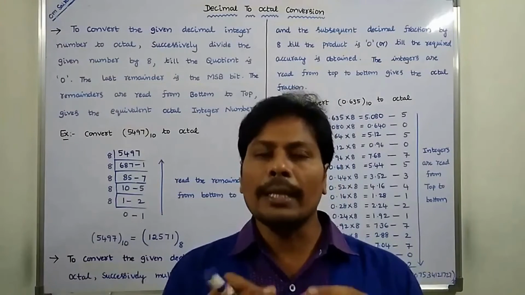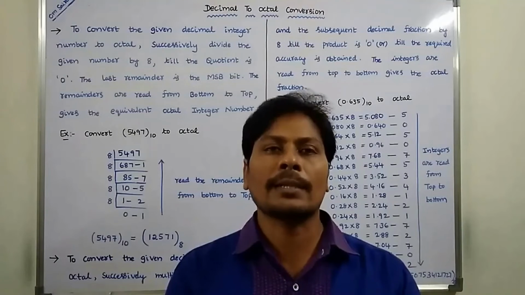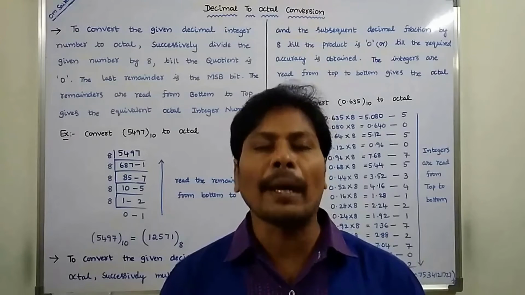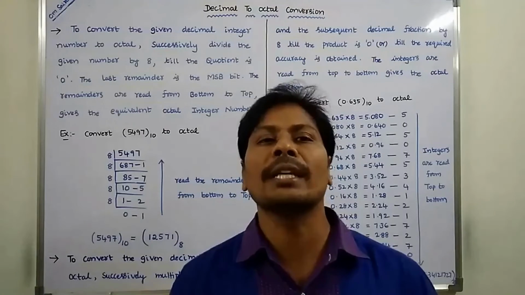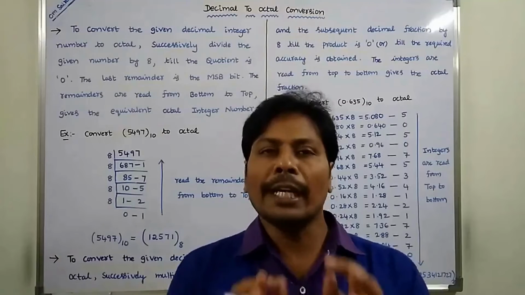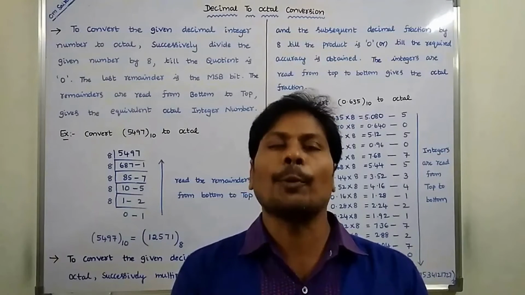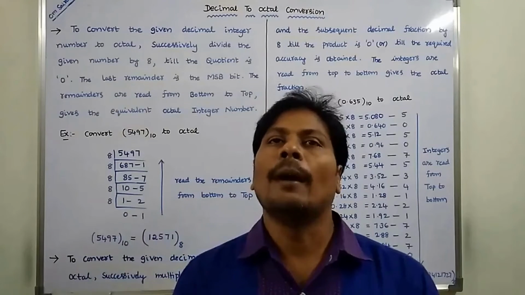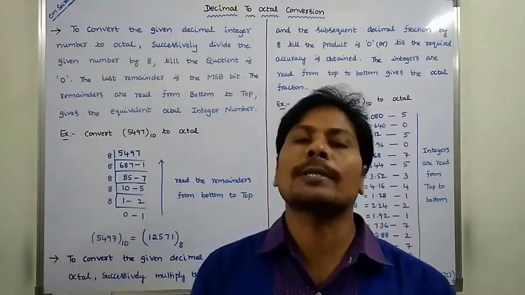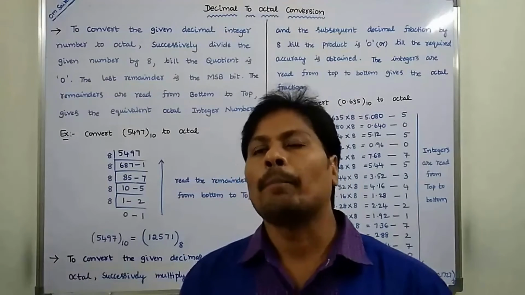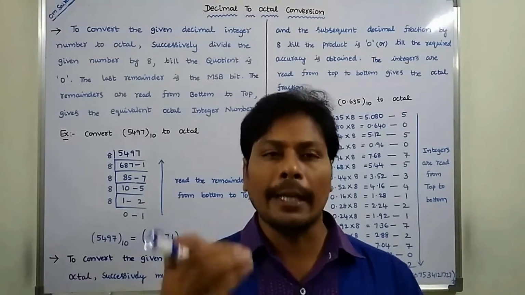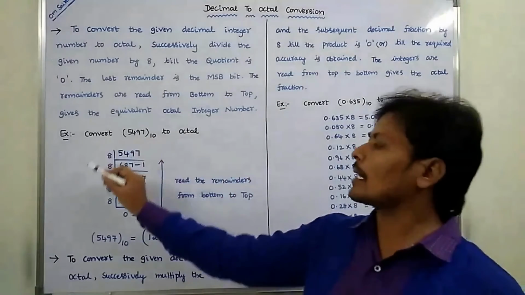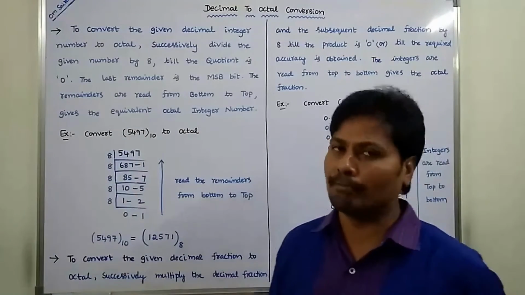In this method, we successively divide the given decimal number until the quotient is 0. Whenever the quotient is 0, the remainders read from bottom to top give the equivalent octal number for the given decimal number. So this is the successive division by 8 method.